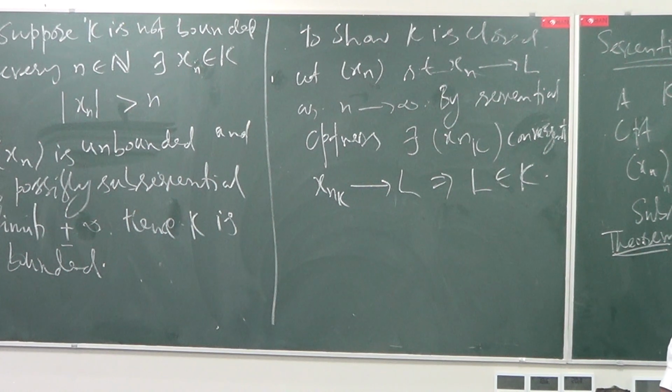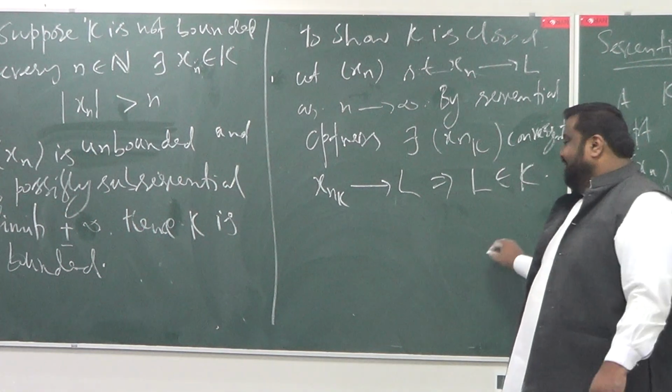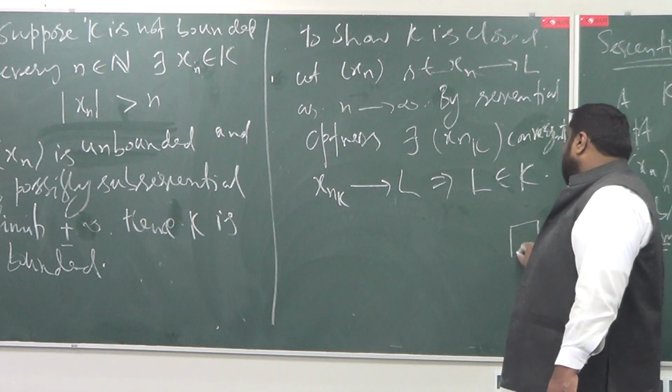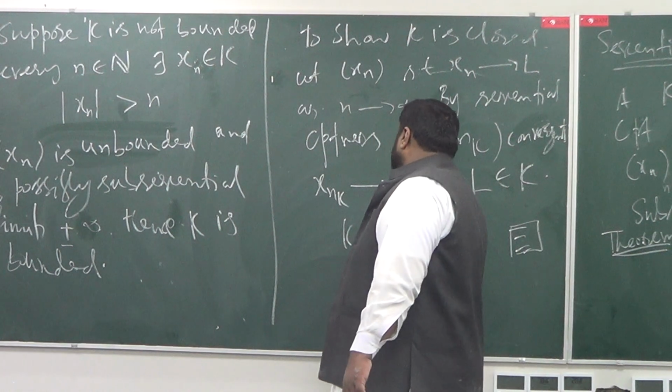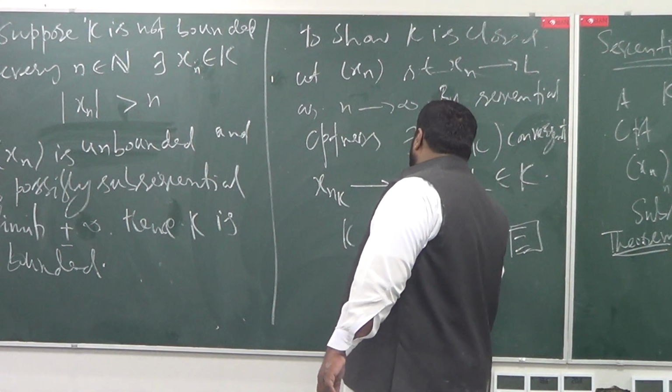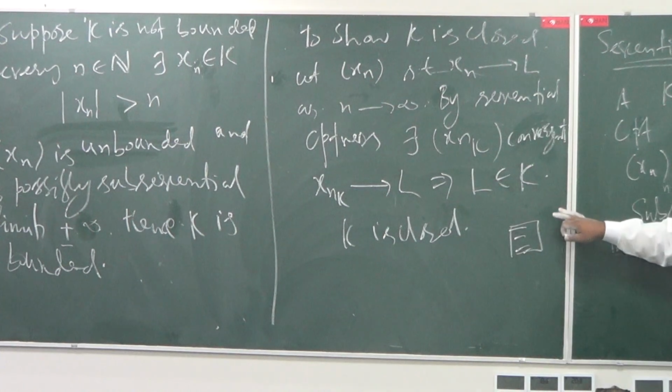Okay, shall I complete this proof? Okay, and then we will talk about it. So we have done. This implies that K is closed. So if K is closed and bounded, it must be compact. Okay. Did you understand this argument? Most of the people, you can discuss.